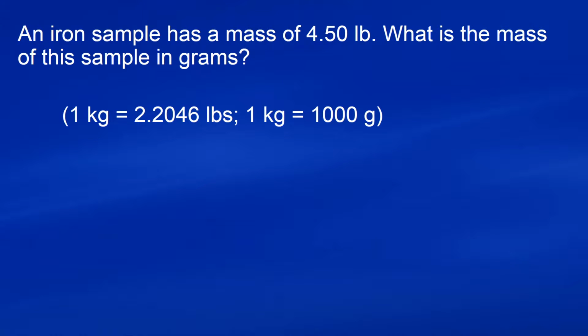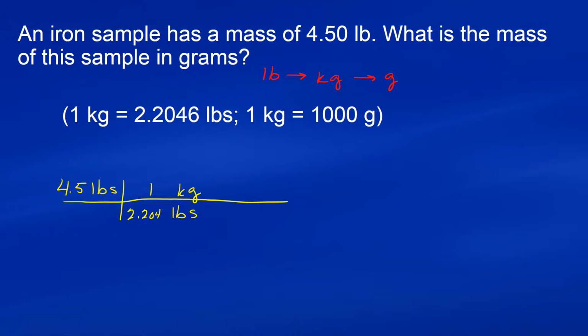Taking a look at this one, we have an iron sample with a mass of 4.5 pounds, and we need that in grams. So I'm going to go from pounds to kilograms, and then I can go to grams. Again, there is more than one way to do it, but since that's the information given, that's how I'm going to start. So 4.5 pounds, bringing pounds down. According to the plan, I'm going to convert that to kilograms, and 1 kilogram has 2.2046 pounds. Those will cancel.